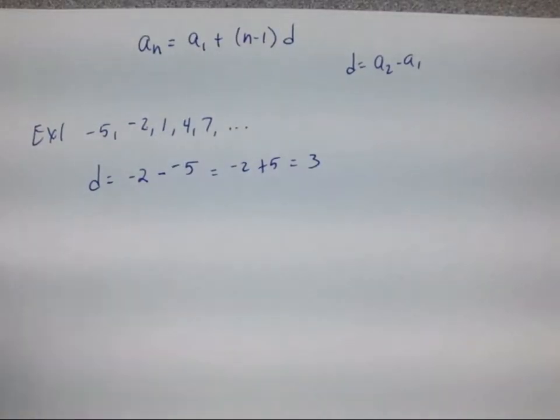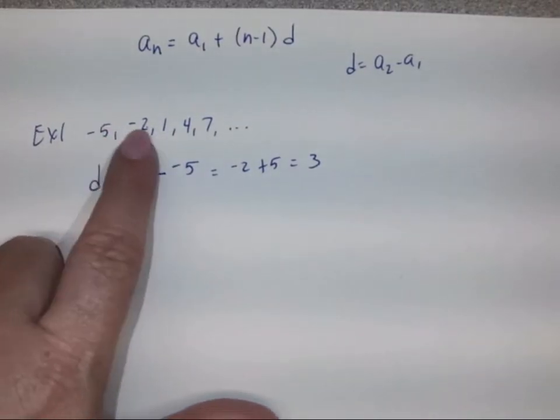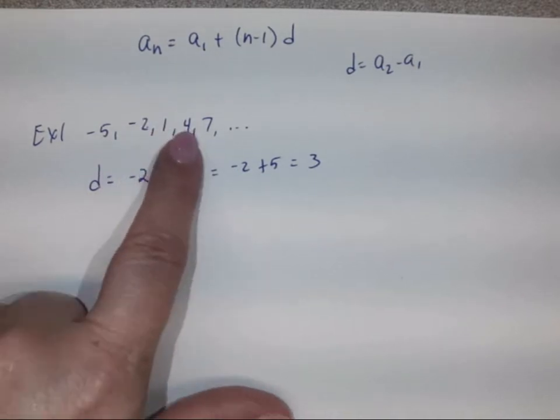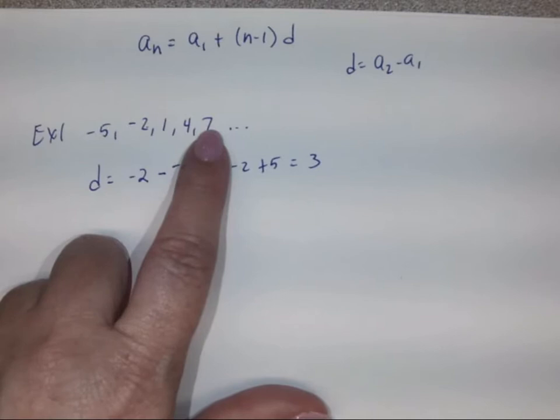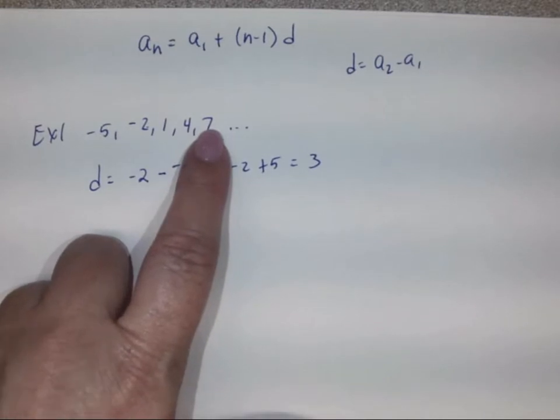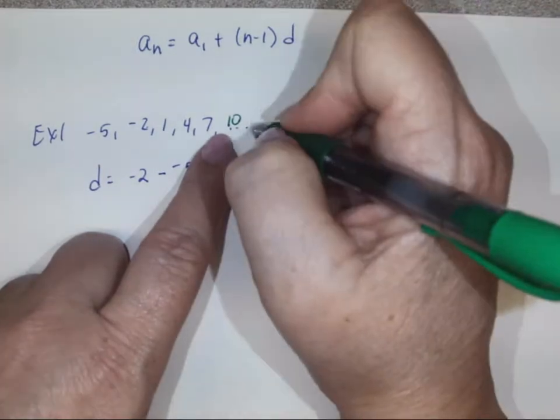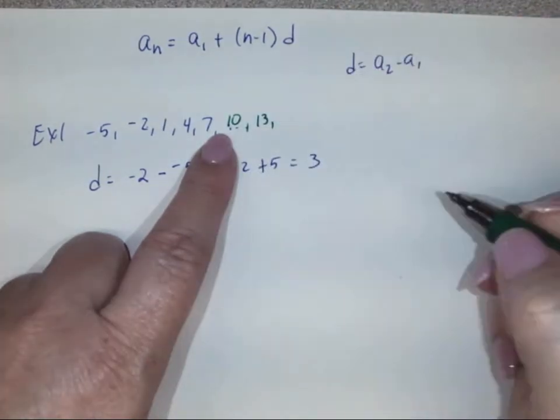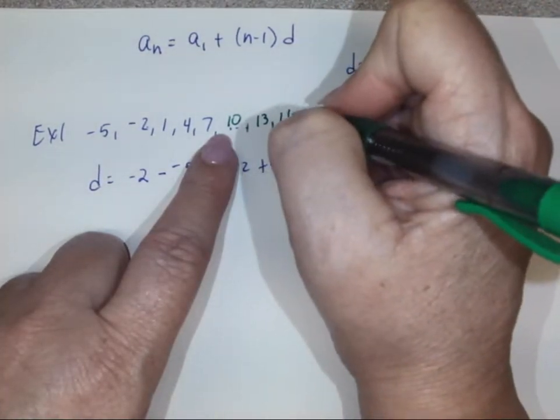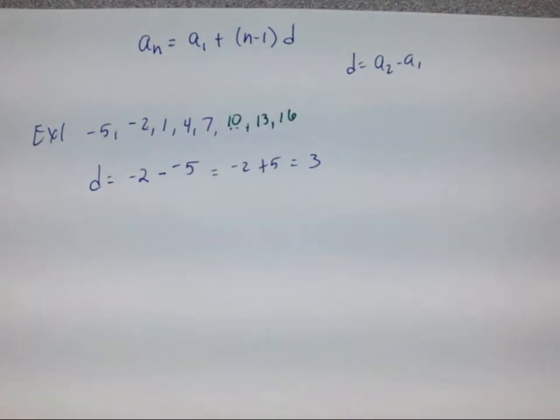And we can check that. Negative 5 plus 3 is negative 2. Negative 2 plus 3 is 1. 1 plus 3 is 4. 4 plus 3 is 7. We could find the next number, right? 7 plus 3 would be 10. Then 10 plus 3 would be 13. 13 plus 3 would be 16. So we could actually continue the sequence once we know what the d is.